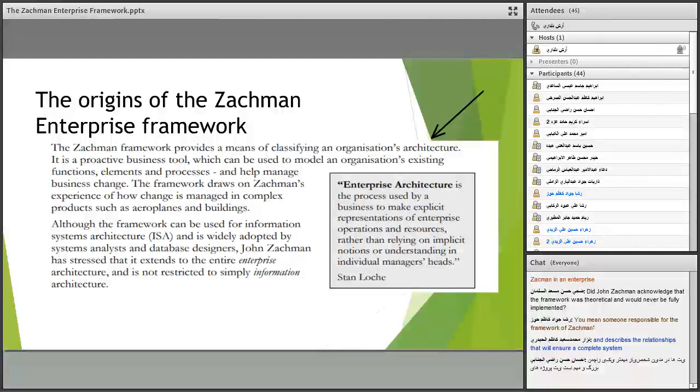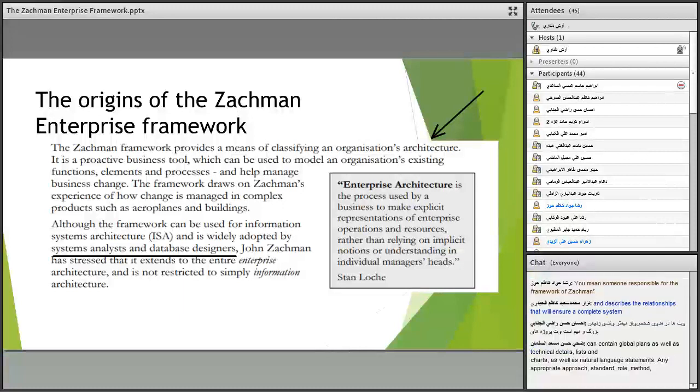So this framework can be used by information systems architects and can also be used by system analysts and database designers. As you see, I'm underlining the keywords for you so that you can focus on them. But you should consider that John Zachman has stressed that this can be extended to the entire enterprise architecture and is not restricted only to system or information architecture.